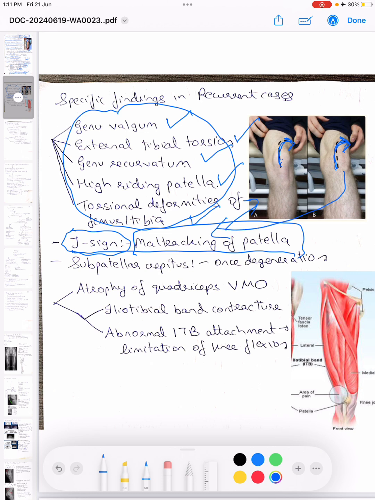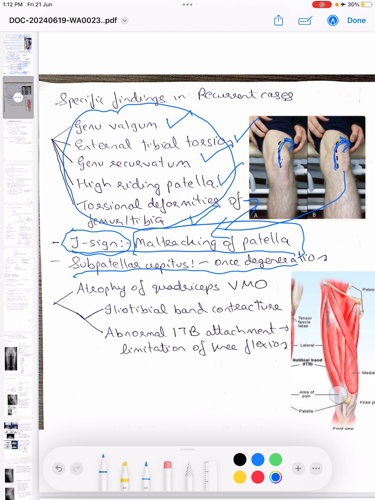So in the later stage you also find patellar degeneration. You might also find subpatellar crepitus once the degeneration sets in. Now the next concept: why does patellar dislocation occur? Because of the tightening of the lateral structures and the loosening of the medial structures, which leads to lateral subluxation, lateral dislocation of the patella.